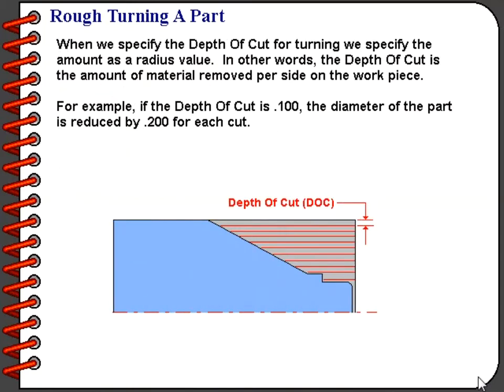When we specify the depth of cut for turning, we specify the amount as a radius value. In other words, the depth of cut is the amount of material removed per side on the workpiece. For example, if the depth of cut is 100 thousandths of an inch, the diameter of the part is reduced by 200 thousandths of an inch for each cut.